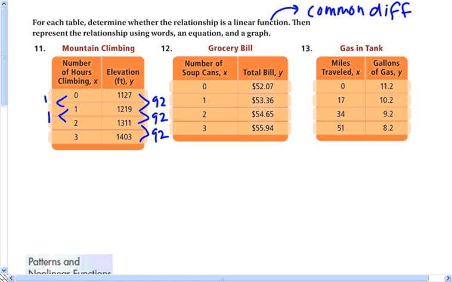Since there's a constant difference, this is a linear function. And we can represent this with the equation y, being the elevation, is 92x plus 1,127. And to put this in words, you might say something like the climber starts at 1,127 feet and climbs 92 feet per hour. Then to make a graph, you would just have to choose an appropriate scale for that. Like, I think we'll skip the graphs on these. We've graphed enough linear functions.